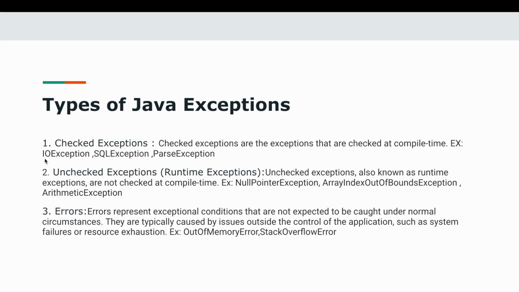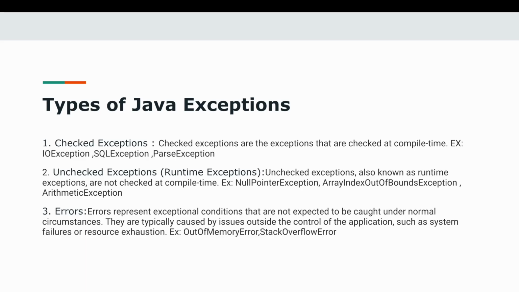IO exception, SQL exception, and parse exception are examples of checked exceptions. This will happen when you write the code, and if there is any issue in your code, this exception will show you the error at the time of compiling only, because your program will not compile, so you will not be able to run your program successfully. So that is checked exception.